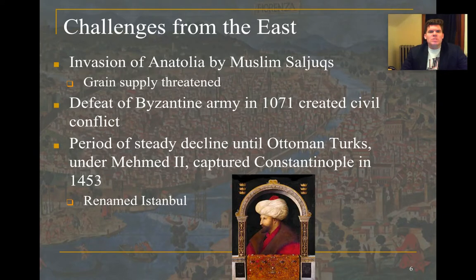We also see challenges from the east, and these would be the final undoings of the Byzantine Empire. Muslim Seljuk Turks basically invade Anatolia, which is the area that is now Turkey. And again, they're just looking for what everybody else is looking for, food and riches. They defeat the Byzantine army in 1071 and create a sort of civil conflict, kind of a civil war, so to speak.